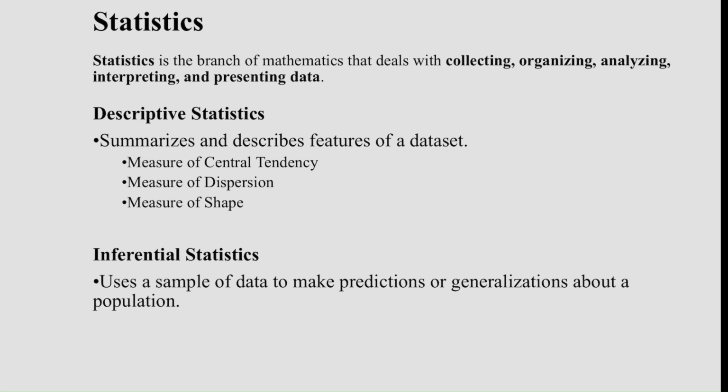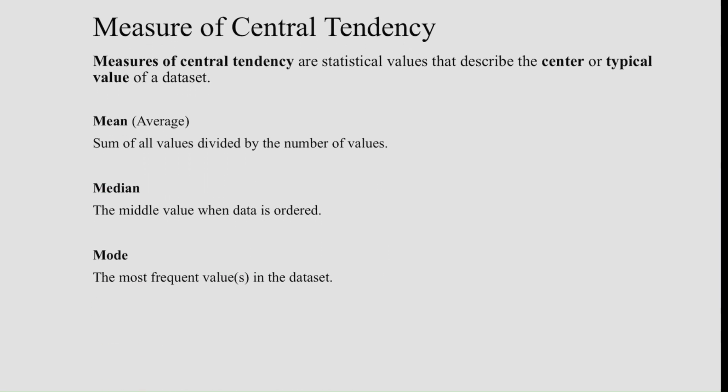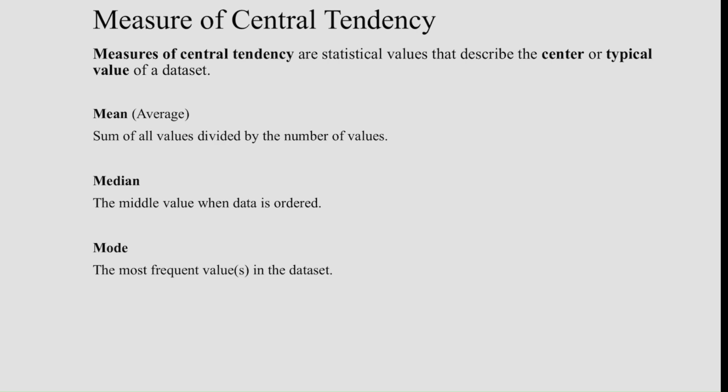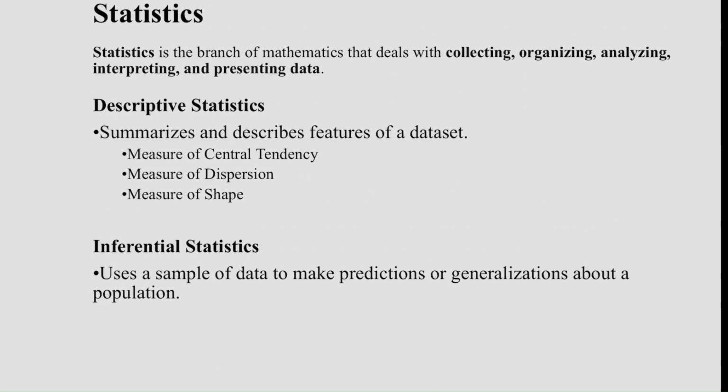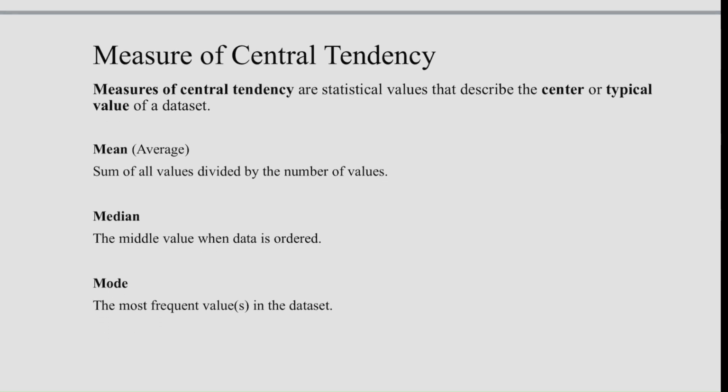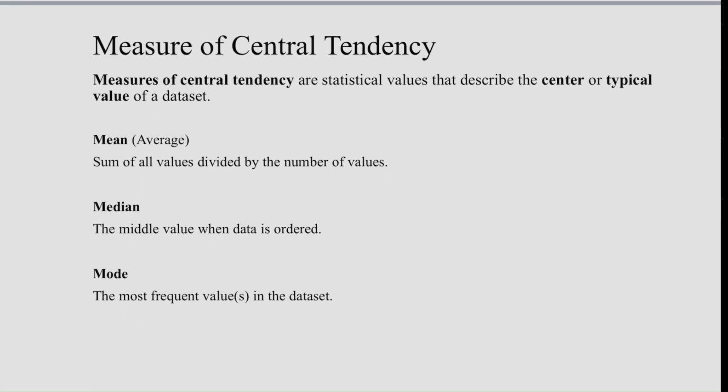So let's jump into the measures of descriptive statistics, that is measure of central tendency, measure of dispersion and measure of shape. The first one we look at is measure of central tendency. Measures of central tendency are statistical values that describe the center or a typical value of a data set. That is, mean, median and mode are the measures.